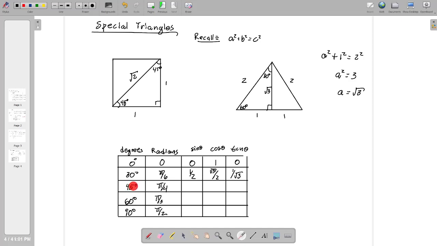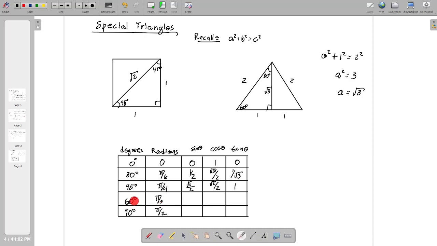Sine, cosine, and tangent of 45 degrees. So we could choose either one of these angles. They're both 45 degrees. We'll just use this one. Sine of 45 is opposite over hypotenuse. So 1 over root 2. Usually we rationalize this one and we say root 2 over 2. But 1 over root 2 is also acceptable in my book. Again, a lot of teachers don't like that. Cosine will be adjacent over hypotenuse, so 1 over square root 2, which again is root 2 over 2. And then tangent is opposite over adjacent, so 1 divided by 1 gives us 1.